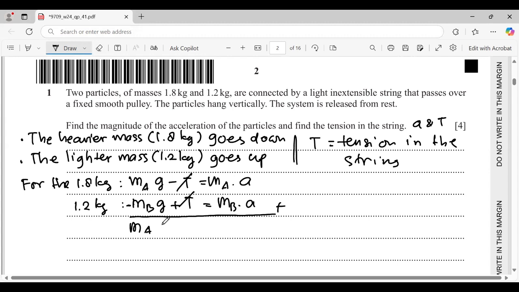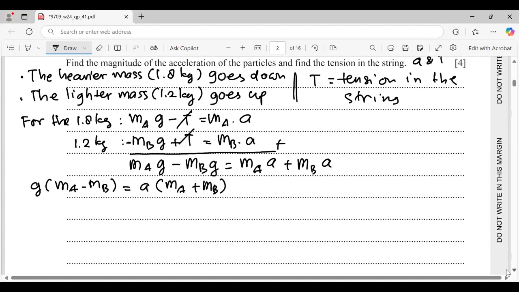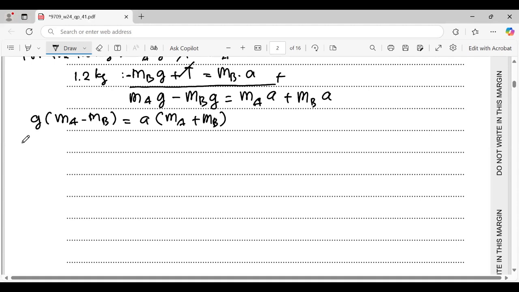Adding the equations, m_a times g minus m_b times g equals m_a times a plus m_b times a. I would like to factorize: m_a minus m_b times g equals a times m_a plus m_b. The gravitational force g is 9.8. m_a is 1.8 minus 1.2, not 1.6.